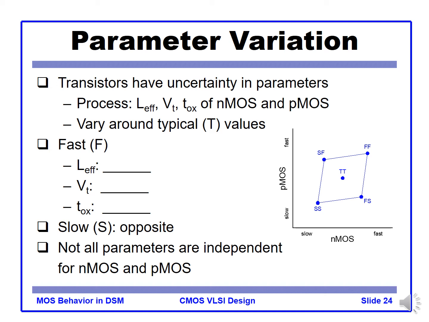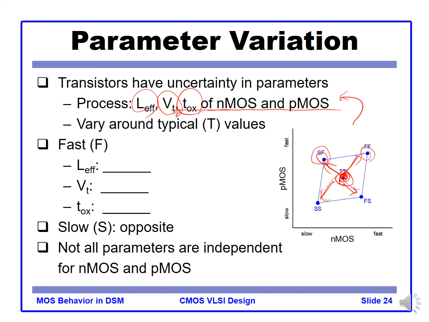Other than temperature, there's also parameter variation. So there is so much uncertainty in actual fabrication. The physical dimensions like L, and physical properties like VTH and oxide thickness of all these transistors vary around the typical value. From the typical value there is some variation of the device characteristics because of all these variations. So your circuit must operate reliably and function for all these different corners.